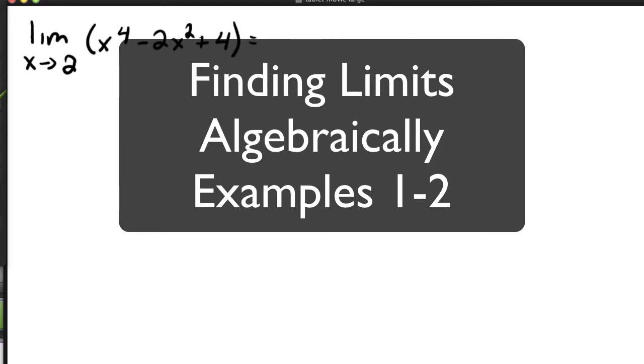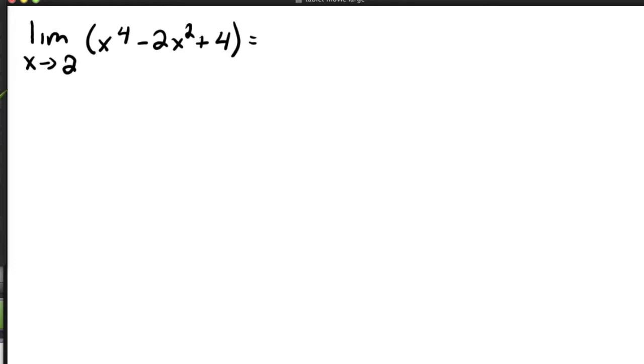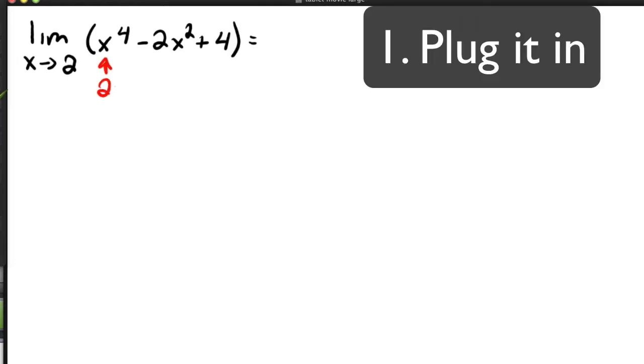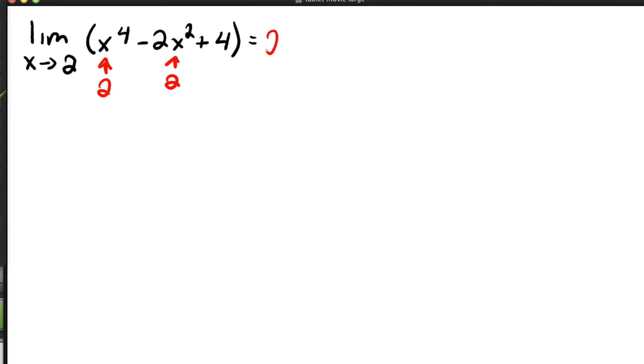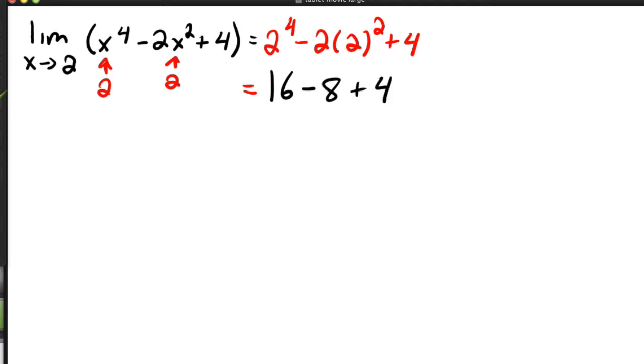Okay, so here's our first example. So remember, step one is to plug it in. So we're going to plug in 2. And what we get is 2 to the 4th minus 2 times 2 squared plus 4. This is equal to 16 minus 2 squared is 4 times 2 is 8 plus 4. And so this is equal to 12. And that's it. You're done.